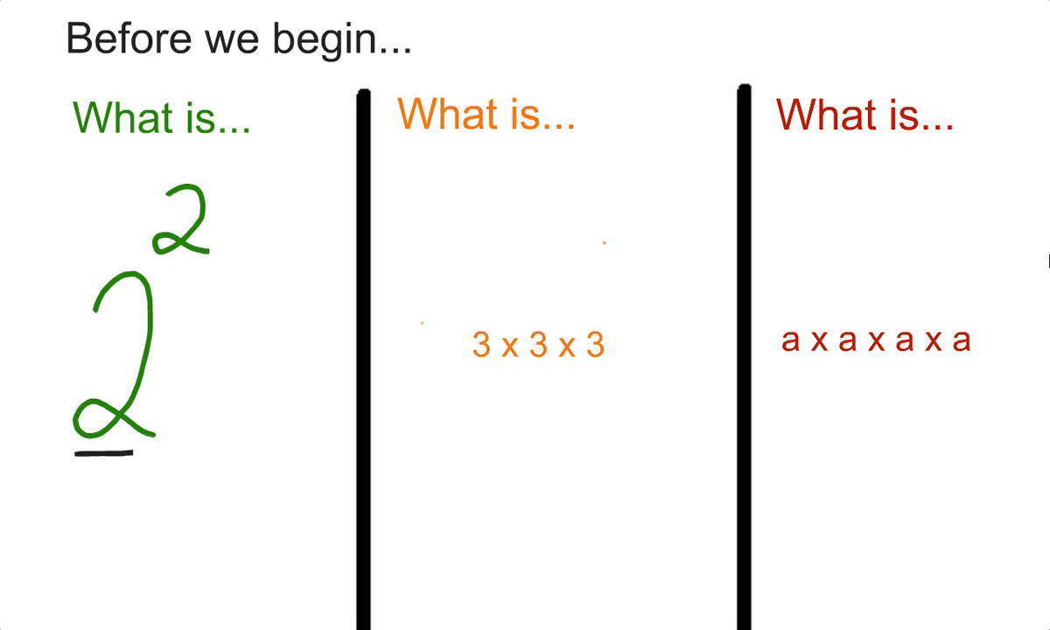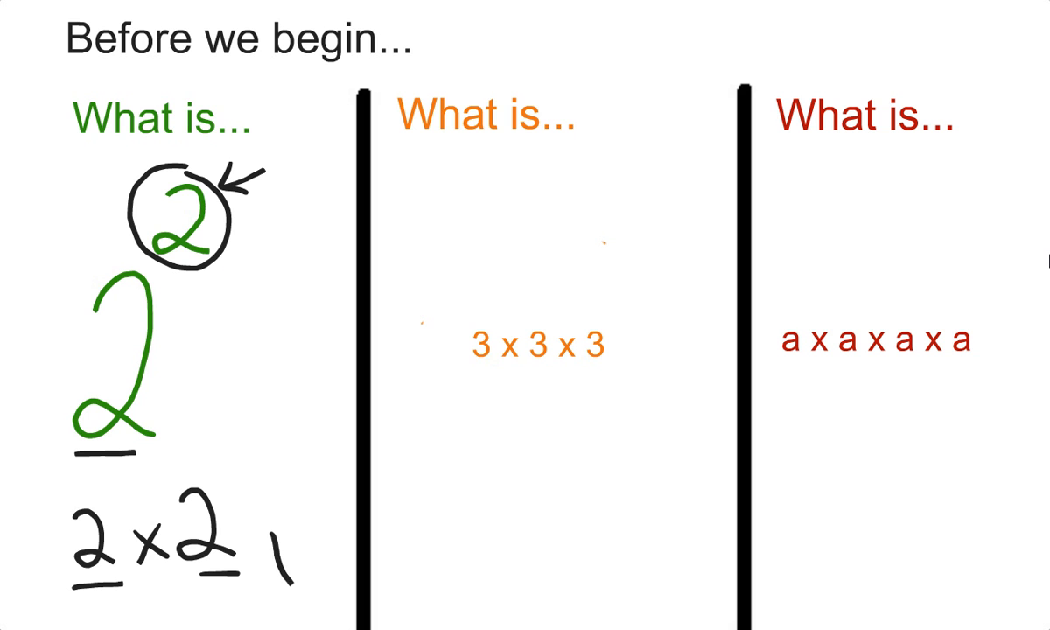Here we have 2, and we've got a 2 floating in the air. This means to the power of. This is an indices because it's floating in the air. And what it means is 2 times by itself, so that you can see there's 2 of them. Now you may have seen this before and written it as 2 squared, which is 4.